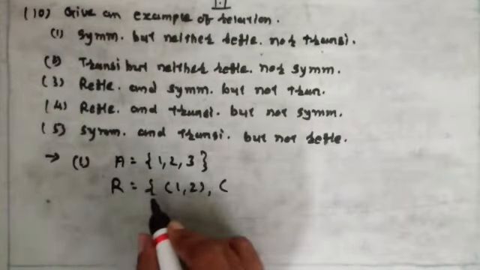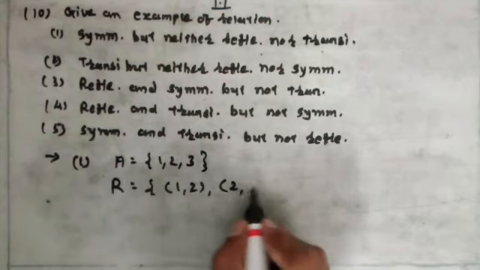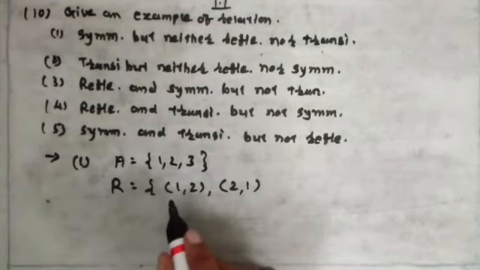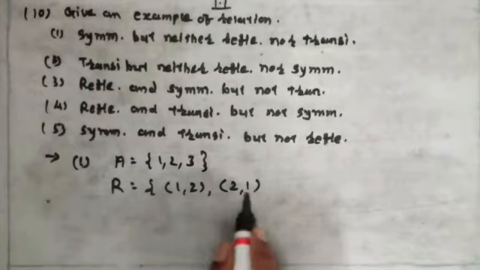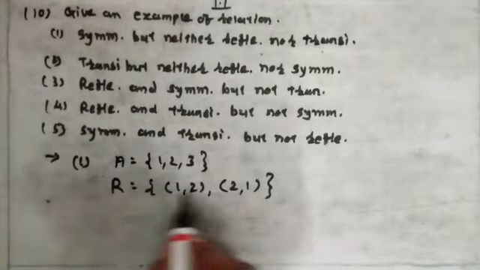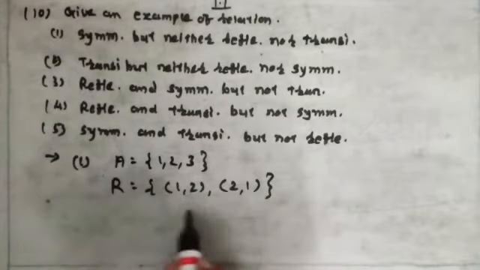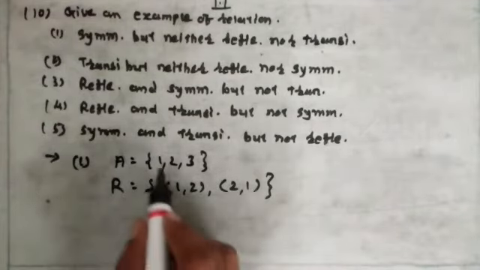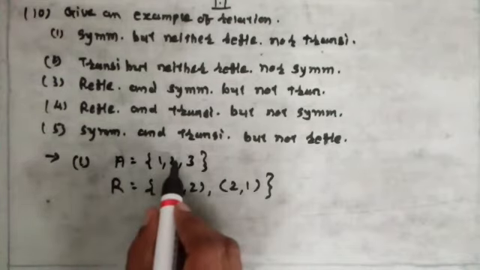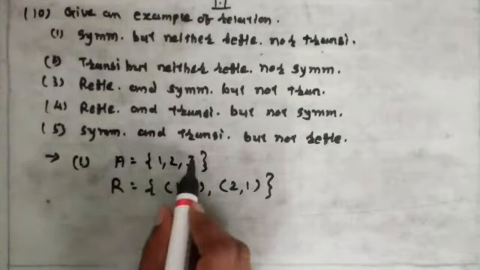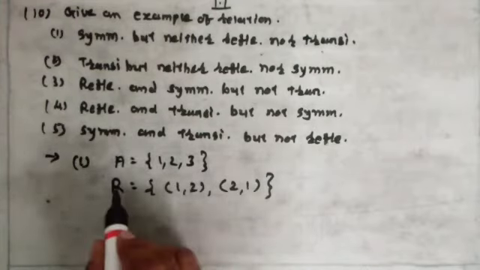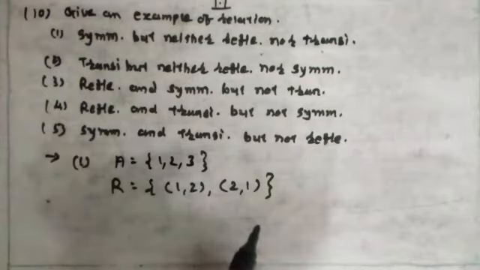Here R is symmetric, so take the second ordered pair (2, 1). Clear? So (1, 2), (2, 1). If we take this relation, then it becomes symmetric but not reflexive, because 1 belongs to A but (1, 1) does not belong to R, 2 belongs to A but (2, 2) does not belong to R, 3 belongs to A but (3, 3) does not belong to R. So R never becomes reflexive.